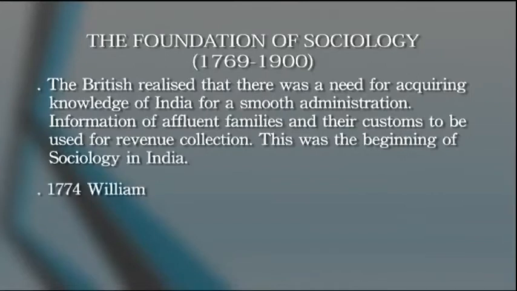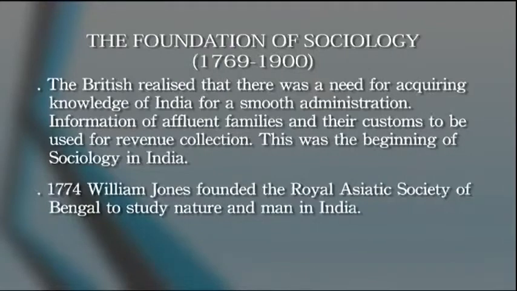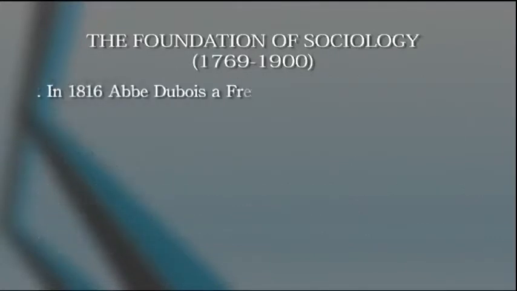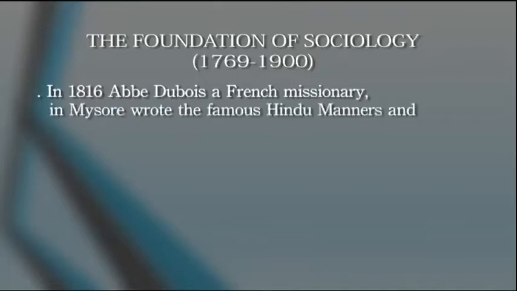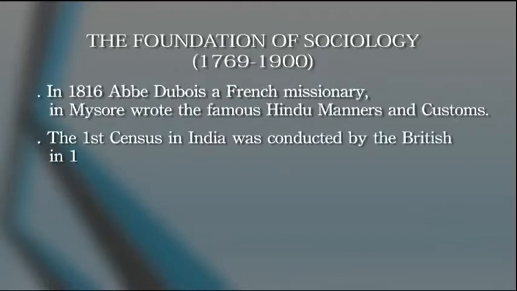In fact, in 1774, William Jones, a Britisher, founded the Royal Asiatic Society of Bengal in order to study nature and man in India. In 1807, Francis Buchanan carried out a survey of the people of Bengal. In 1816, you have a French missionary called Abbe Dubois in Mysore who wrote a book called Hindu Manners and Customs, right. The first census in India was conducted by the Britishers in 1871 in order to better understand the society in India.